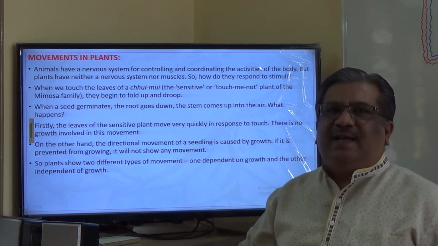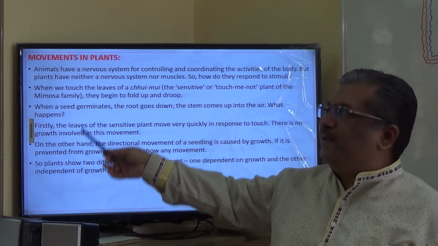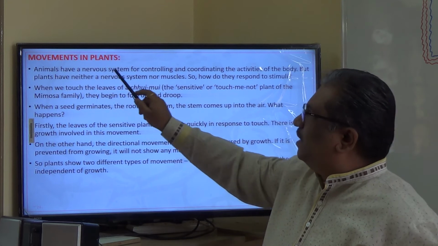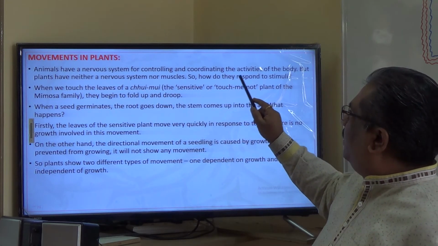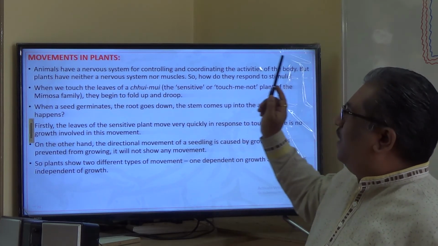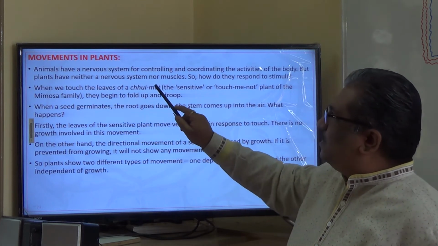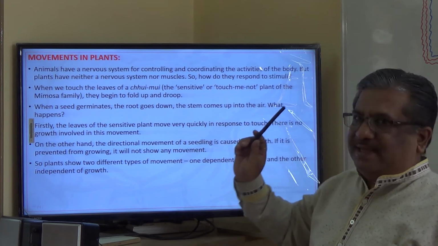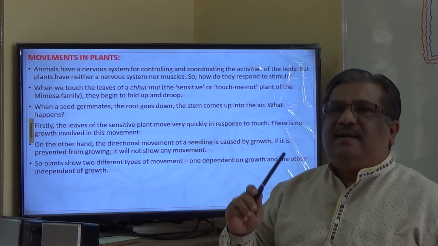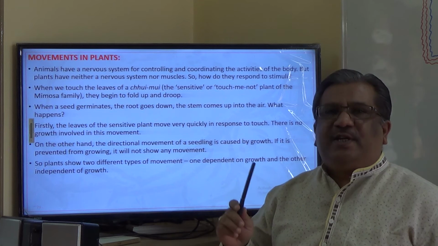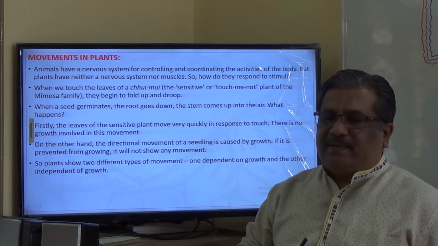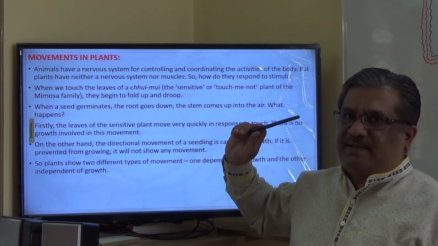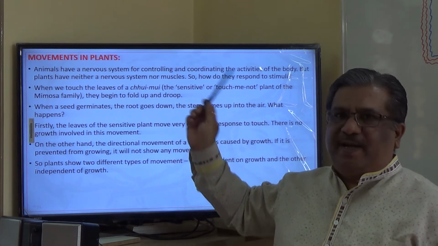So I'll read only. I have already explained. Whatever I have explained, those things are mentioned. I'll read here. Movements in plants. Animals have a nervous system for controlling and coordinating the activities of the body, but plants have neither a nervous system nor muscles. So how do they respond to the stimulus? The stimulus is initiated by the surrounding environment. So how do the plants respond to this stimulus? That is the first question we asked.